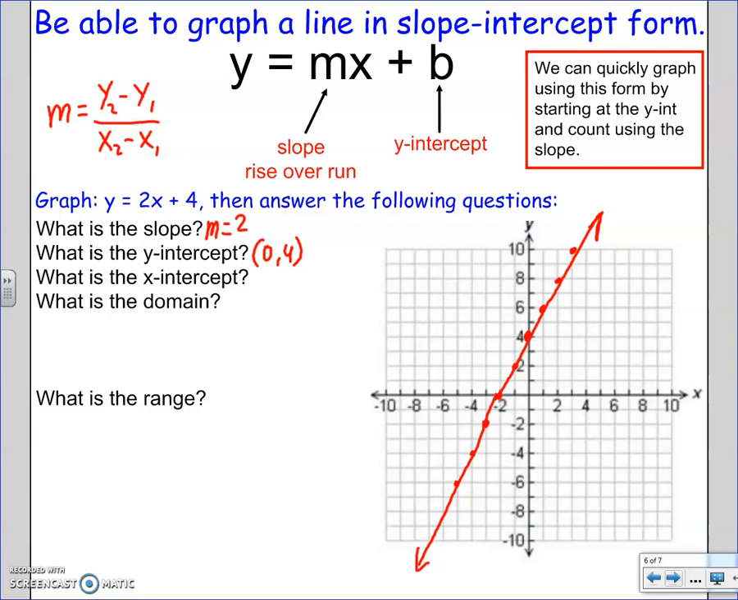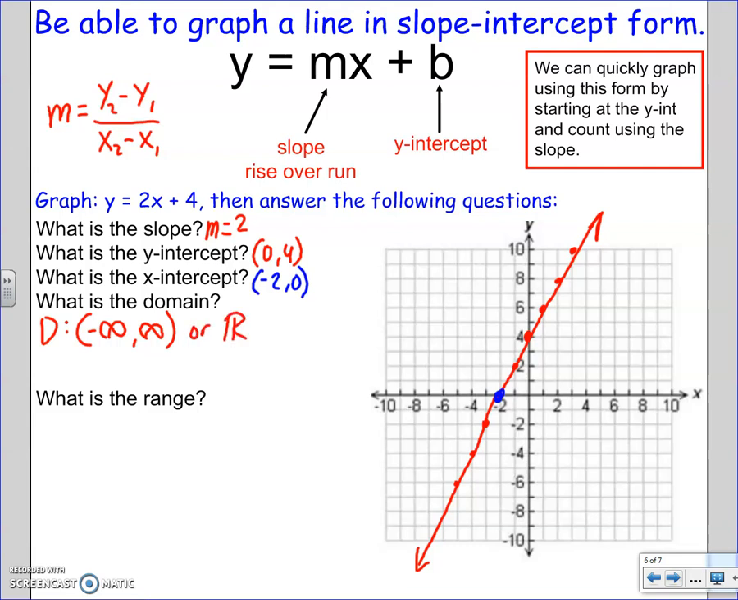Alright, it says what's the x-intercept? The x-intercept is where it crosses the x-axis, right here at (-2, 0). What is the domain? How far left does this graph go? Well, the graph goes forever to the left, so the domain starts at negative infinity. How far right does it go? It goes to positive infinity because of the arrows. Or we say all real numbers.